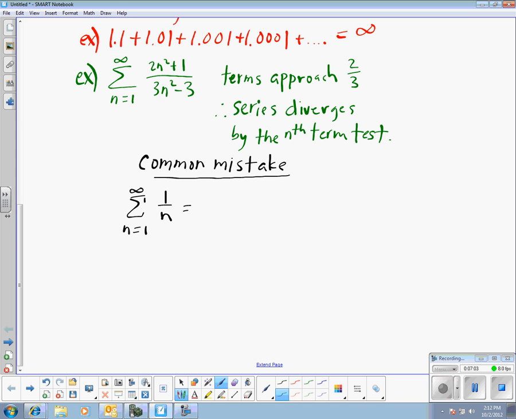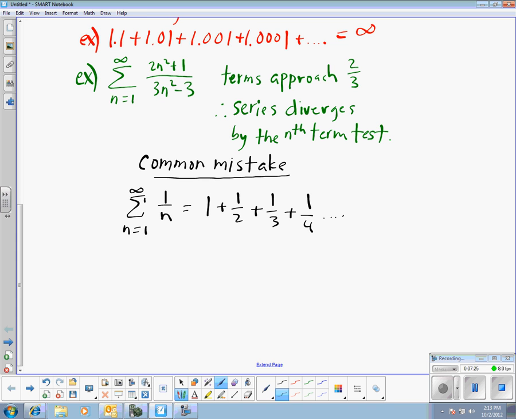This series is 1 over 1 plus 1 over 2 plus 1 over 3 plus 1 over 4, and so on. Those numbers are getting smaller, 1/5, 1/6. The millionth term is 1 over a million, which is approaching 0. However, you cannot say that this series converges because the terms go to 0.